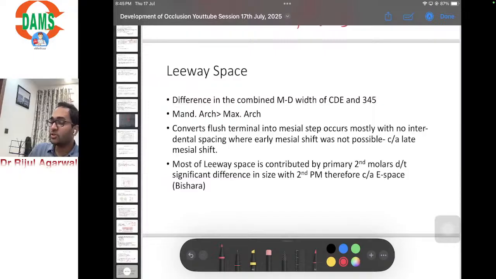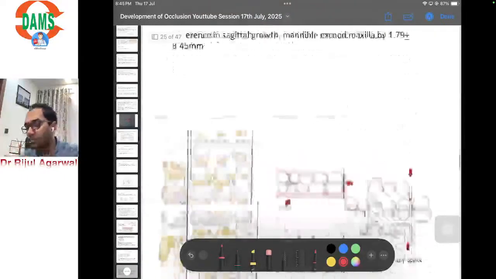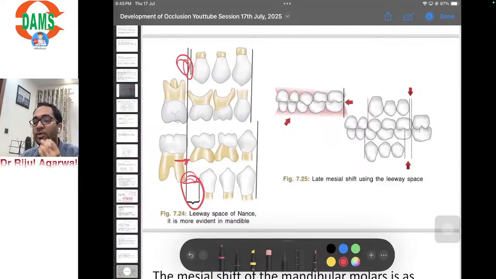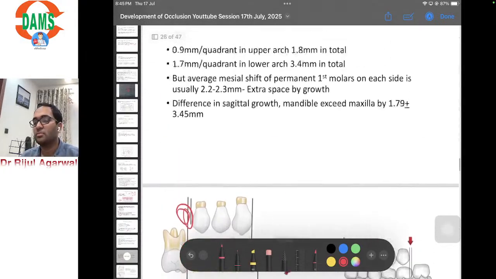So if it could not happen in the first stage by early mesial shift, then late mesial shift occurs. This exchange of teeth, this space, helps. The space that remains allows the late mesial shift of the molars to move into this space. It is more in the lower arch, so that any flush terminal tendency becomes class 1.